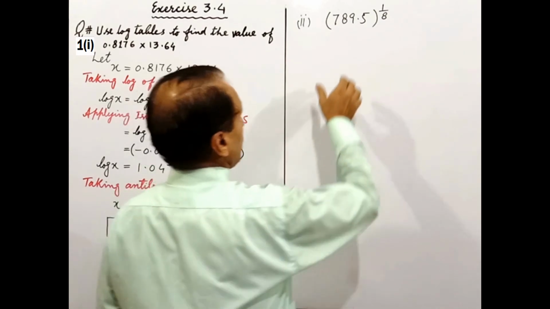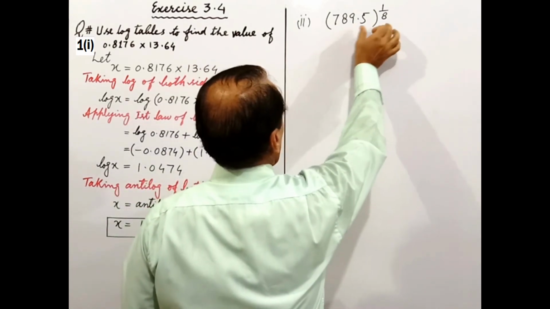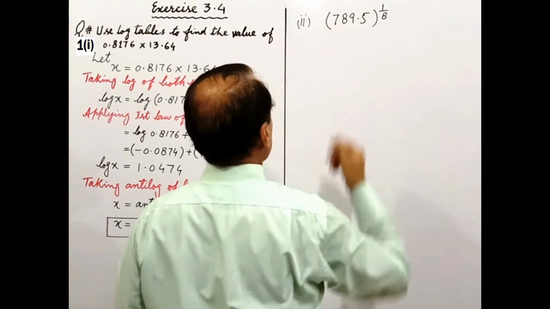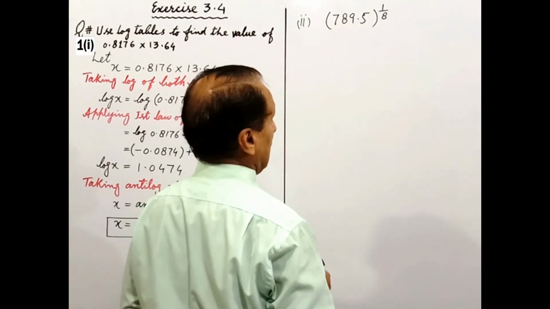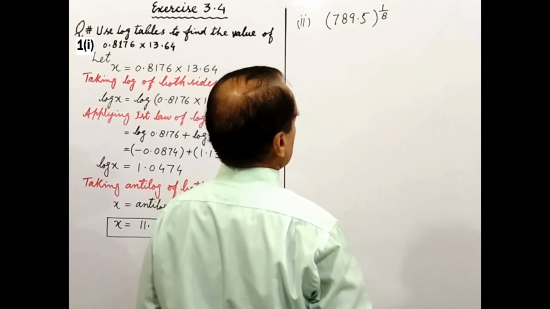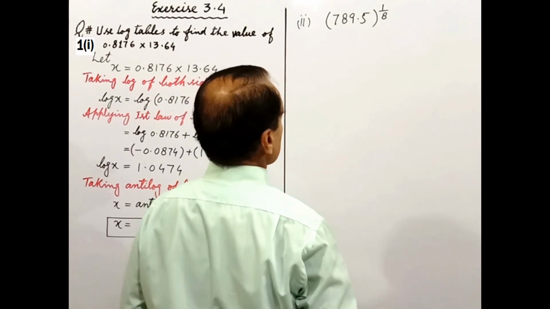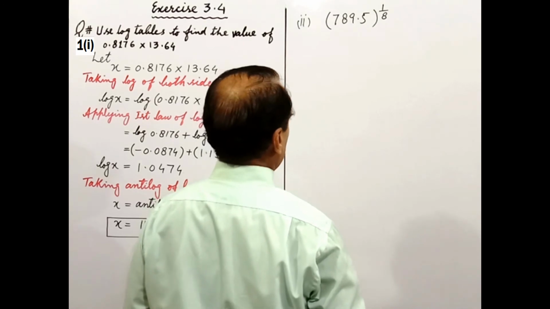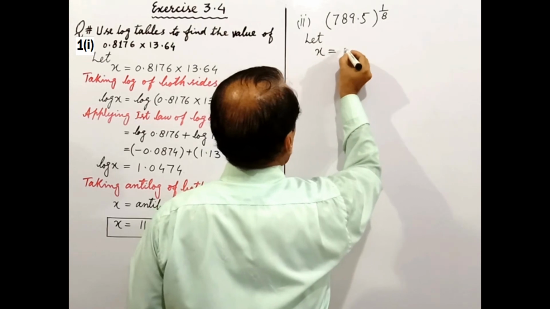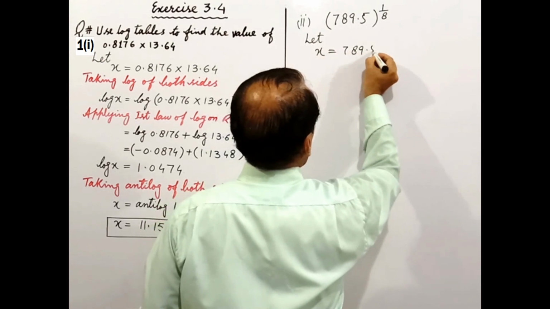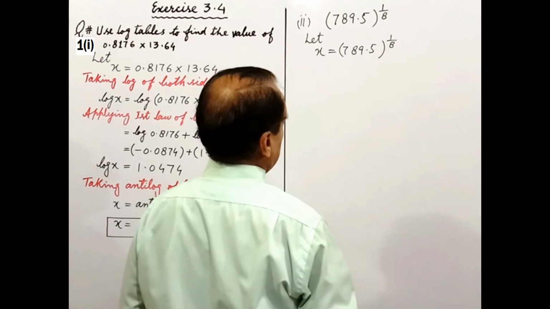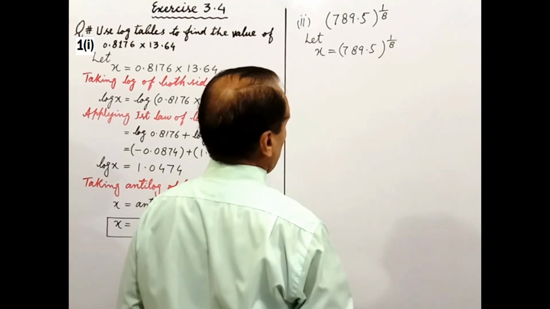In part 2, we are required to find the 1/8th power of 789.5, which is a little bit difficult. So the law of log will help us to evaluate it in a simple method. In doing this, we let this number equal a variable. Let x equal 789.5 raised to power 1/8. In the next step, we take log of both sides.